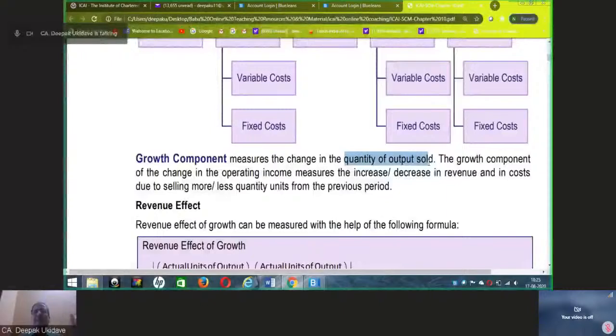So let us first understand growth effect. Growth component is divided in two parts, revenue effect and cost effect. Revenue effect, let us look at the expression: actual units of output sold in the current year minus actual units of output sold in the last year, into bracket, there is difference in quantity. Revenue effect of growth we are calculating.